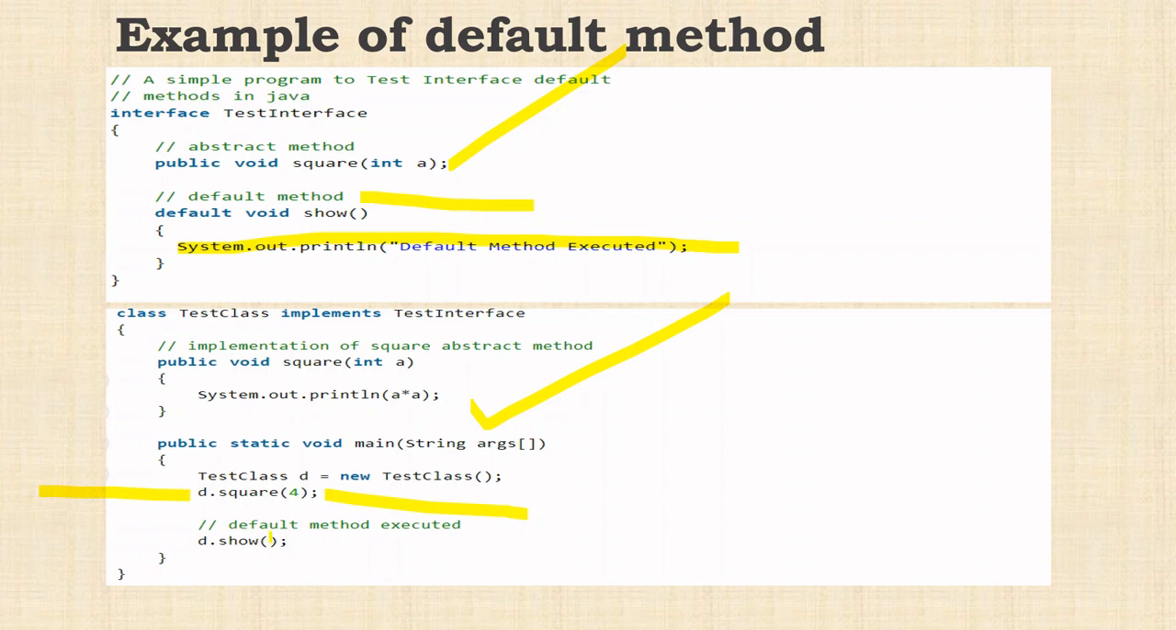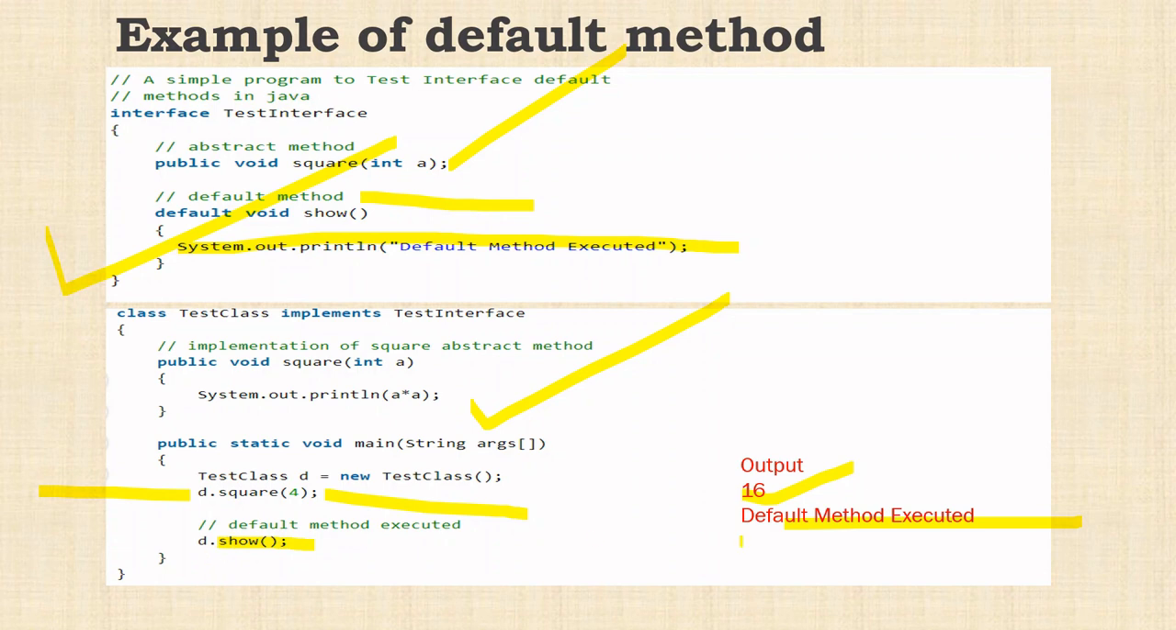And if you want to call the default method, we can call it like d dot so. We have created the object of this Test class and we are calling d.so. Like this we can declare the default method, writing the implementation inside the interface, and like this we can call it. This is the scenario in which we can use a default method. The output will be 16 because we are calling d.square, and the default method executed.